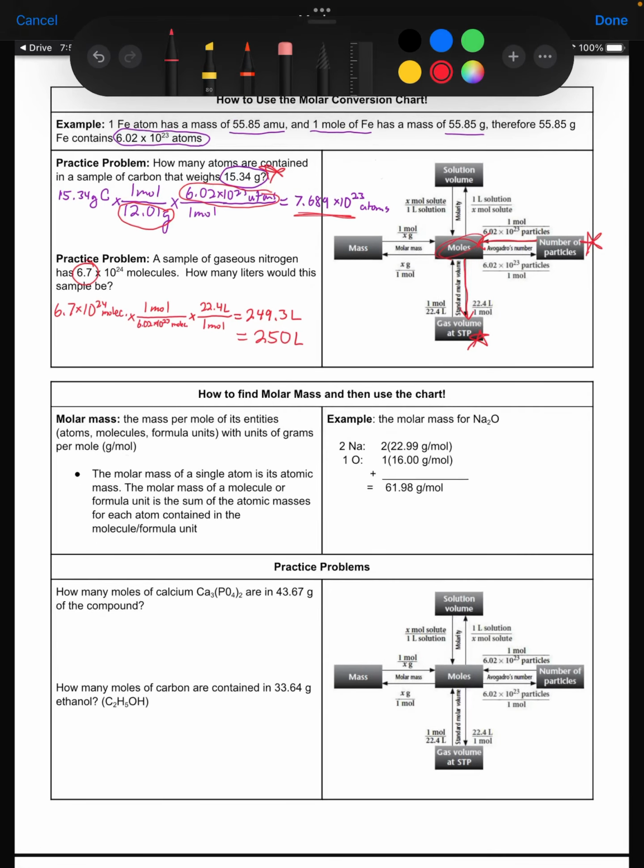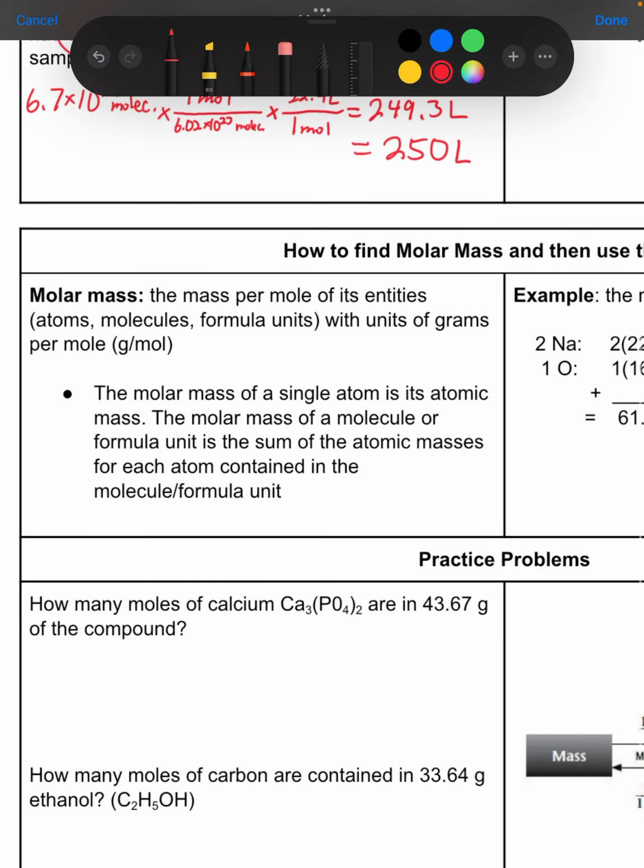So that is simple molar conversions. However, it's not always one atom or one element that we're going to be doing molar conversions for. Sometimes it's a compound, sometimes it's something a little bit more complicated. So let's just go over real quick how to find molar mass if I'm going to do a conversion with a compound. All right. Molar mass, once again, is defined as the mass per mole of its entities with units of grams per mole. So how much does that thing weigh on the periodic table, pretty much?